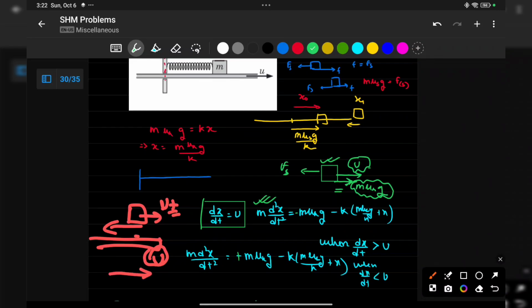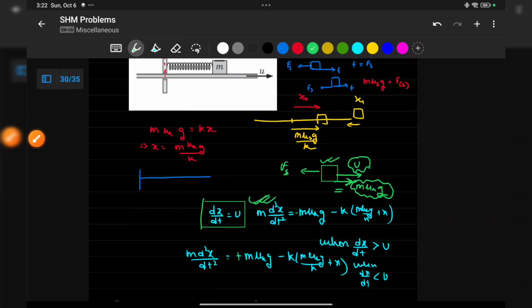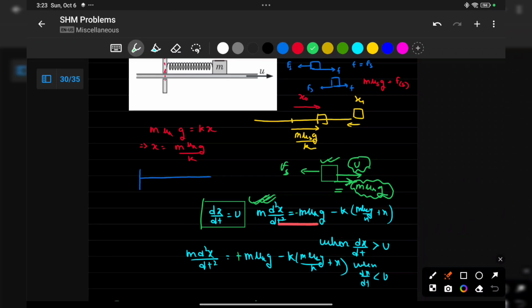This is very important while forming this differential equation. Now I have found another differential equation which is correct. This is correct also: when the velocity is greater than u, μk mg will act against the velocity and it will give these things. But this part is not needed in this question. I'll tell you why. I will move to the next part of the question.